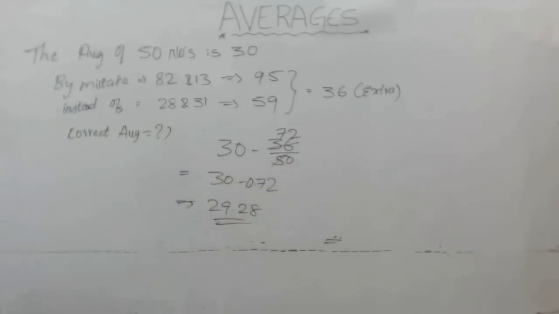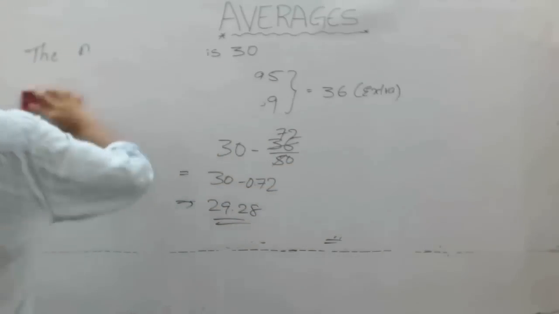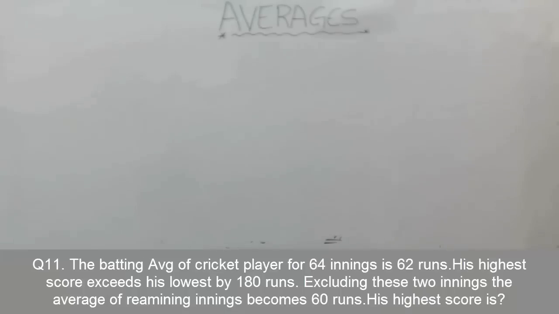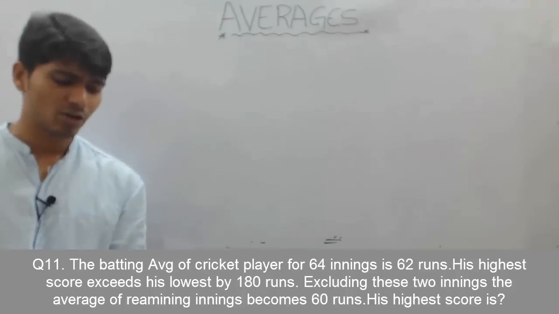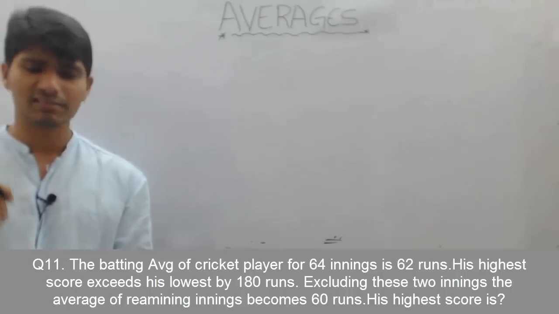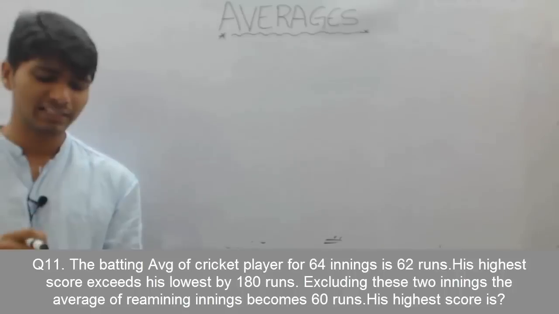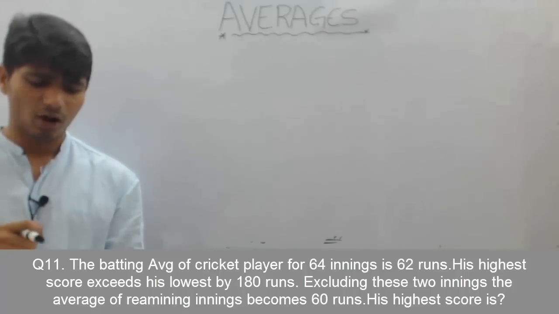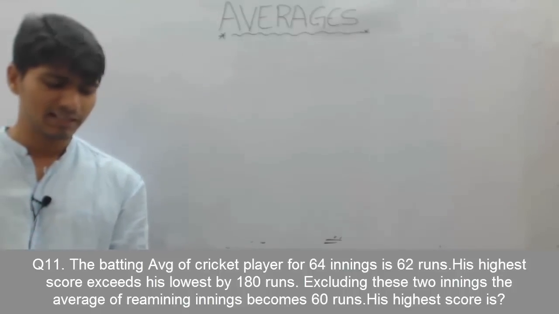So now let's move to another question. Another model. Here this is also quite an interesting question. The batting average of a cricket player for 64 innings is 62 runs, and his highest score exceeds his lowest score by 180 runs. Excluding these two innings, the average of the remaining innings became 60, then his highest score was.